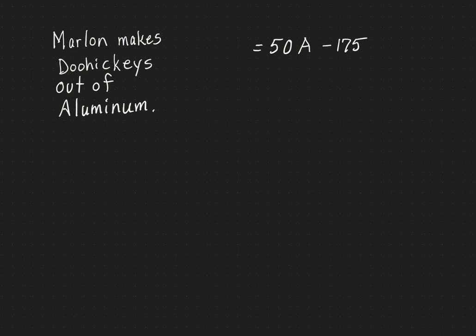So we can actually call this the function d of a, kind of standing for how many doohickeys you can get out of the aluminum. And then he's also figured out that for every doohickey, which he sells for $1.50, he's going to make some money, right? But to participate in this festival, he has to pay $75 for a booth. So his profit for selling his doohickeys can be expressed with that function.